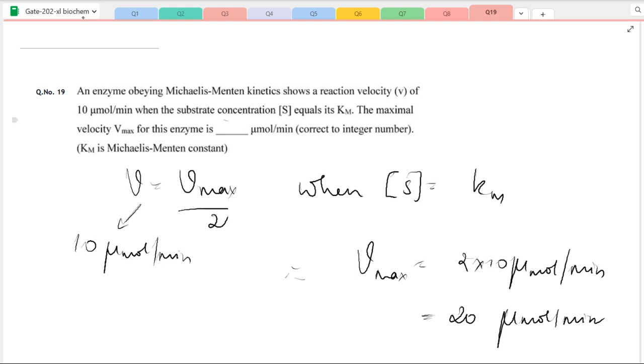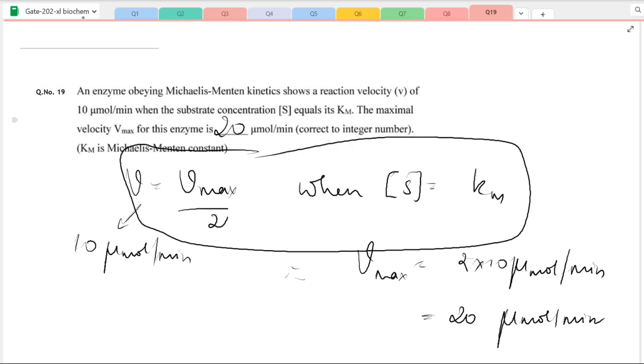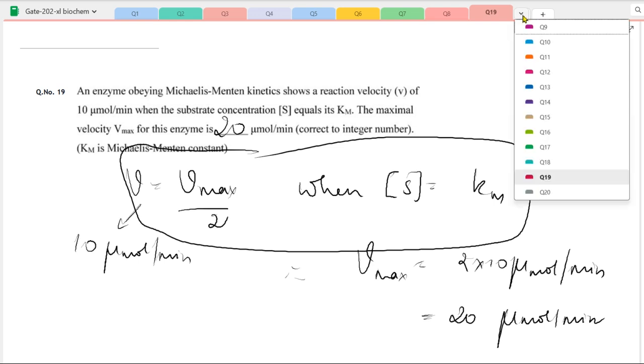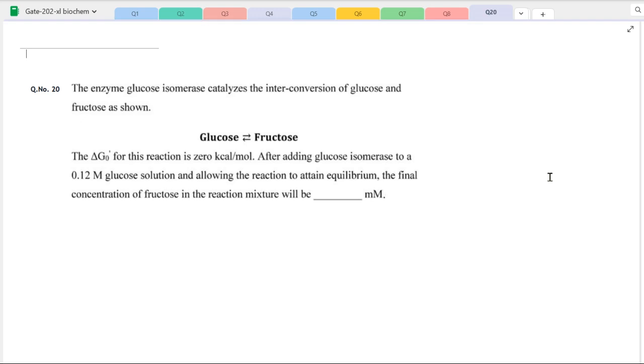Very simple question to solve if you know this particular fact for Michaelis-Menten kinetics. There are also no inhibitors involved here, which makes it even simpler. So it's a very easy, short question to score. Moving on to the last question.